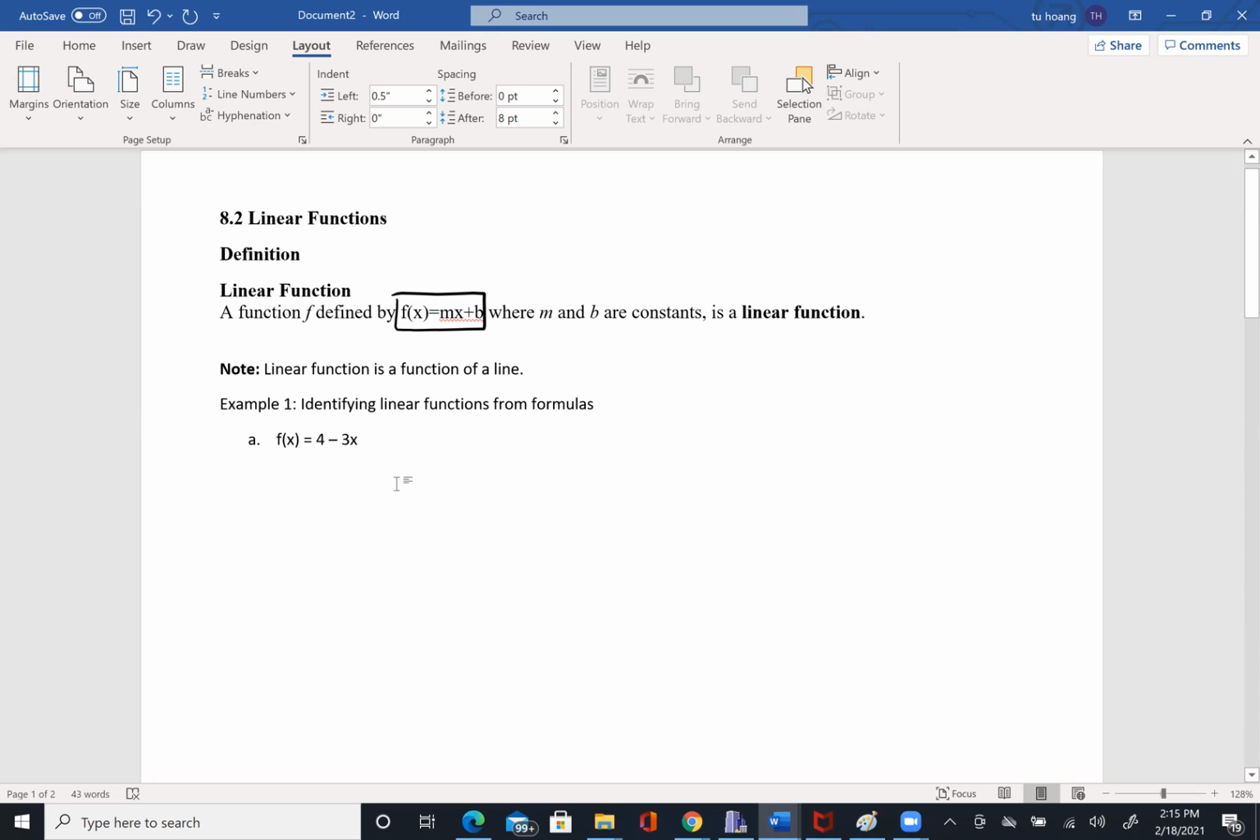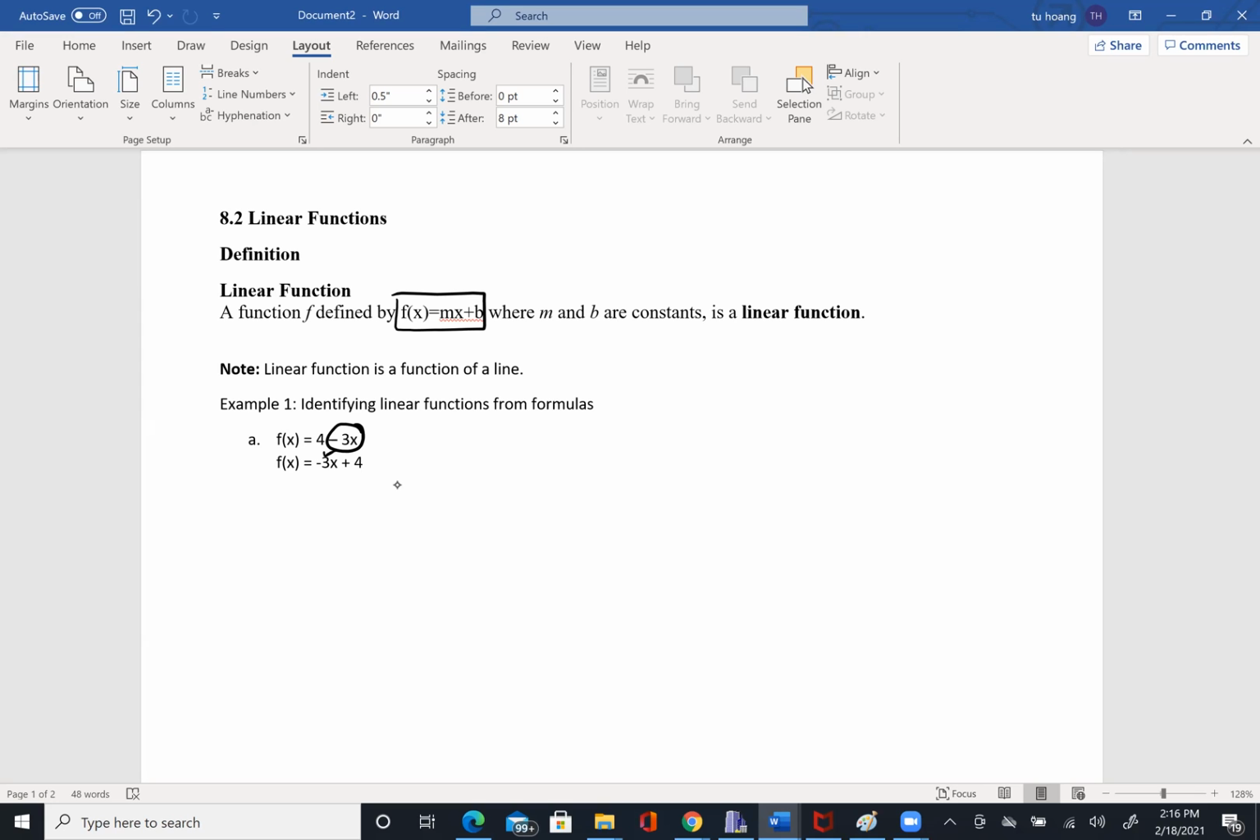So I would like to write the term with the variable x first. Okay, so I can rewrite it as f(x) = -3x + 4. And you can see now, I just changed the position: the x term stays first, and then the constant term is after that.